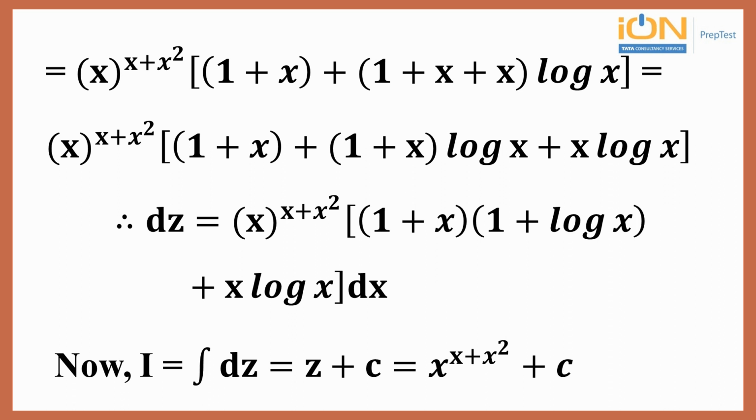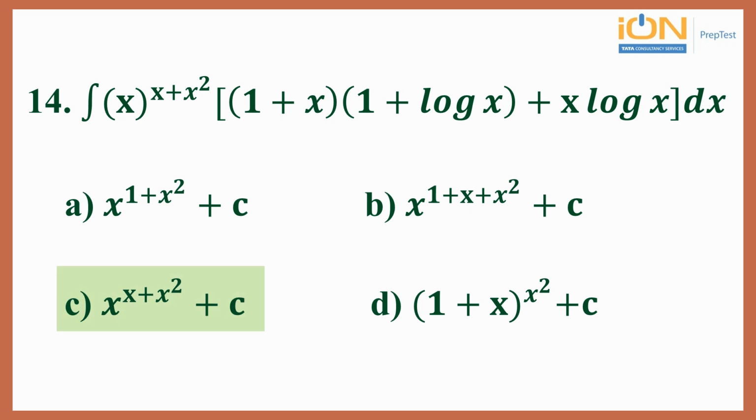And grouping the terms, we observe that dz is equal to x raised to the power x plus x square into 1 plus x into 1 plus log x plus x log x dx. Therefore, what we have in the integrand is simply dz. Therefore, the integral I will be equal to integral of dz, which is nothing but z plus c, the integration constant. What was z? We have substituted z to be x power of x plus x square. Therefore, we get back this answer to be x power of x plus x square. Therefore, the right option is C.